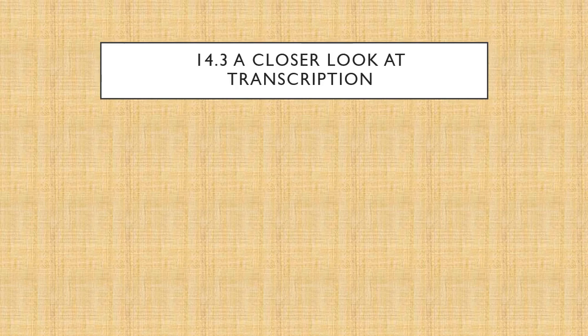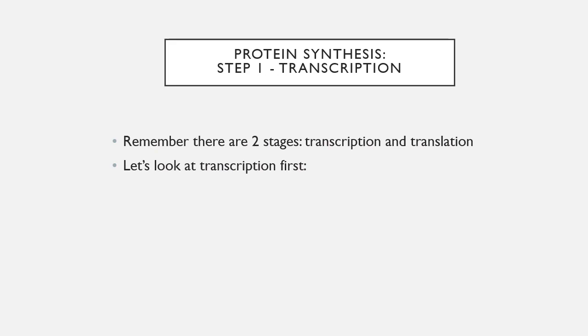So first up, let's look at the first step of protein synthesis, which is transcription. So remember that there are 2 stages to protein synthesis. And again, protein synthesis is where the DNA code gets read, copied, taken out of the nucleus and made into a protein. So there's 2 stages for that, transcription and translation. And let's look at transcription first.